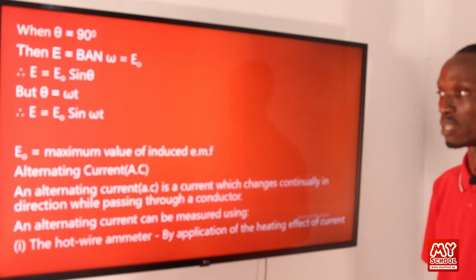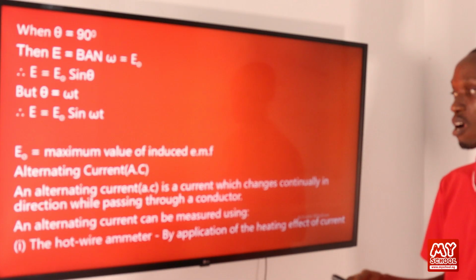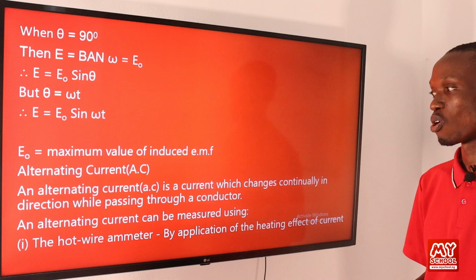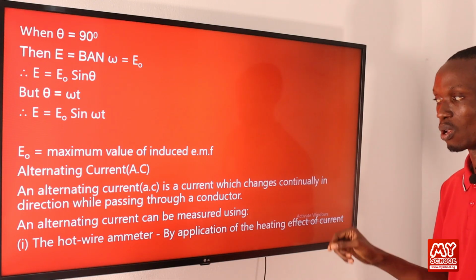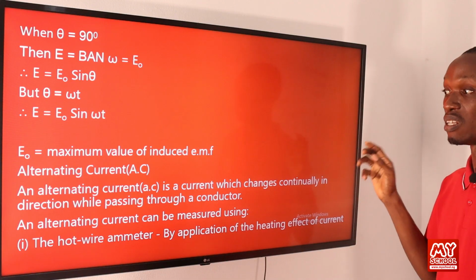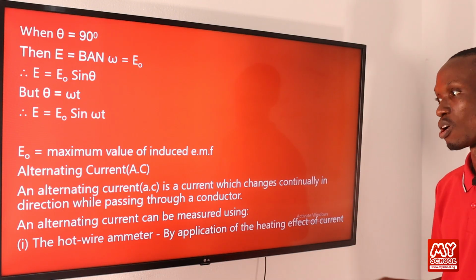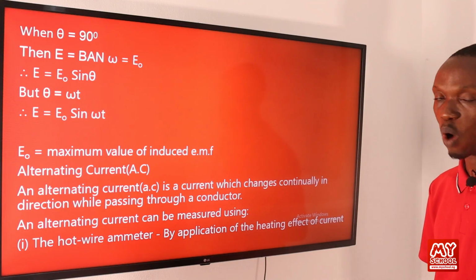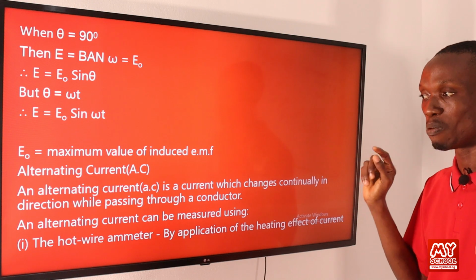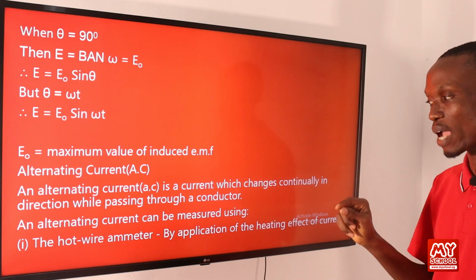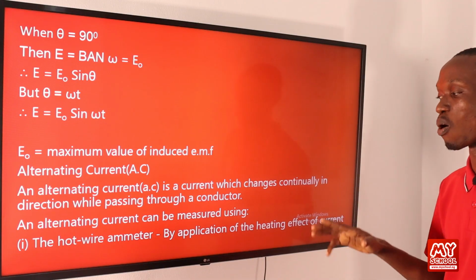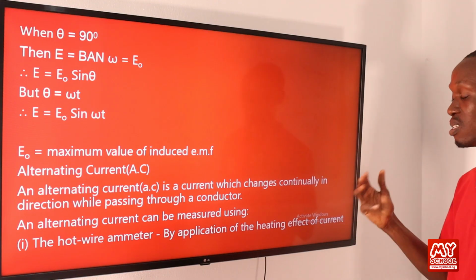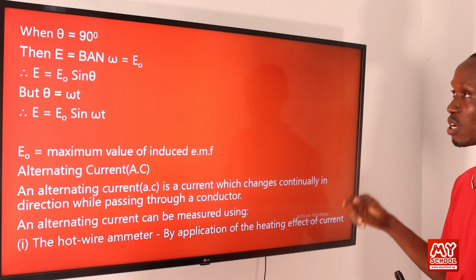Now let's talk about alternating current, AC. Like we said earlier on, alternating current is a current which changes continuously in direction while passing through a conductor. An alternating current can be measured using, one, the hot wire ammeter. This hot wire ammeter works on the principle of the heating effect of current. So let's move to the next slide.